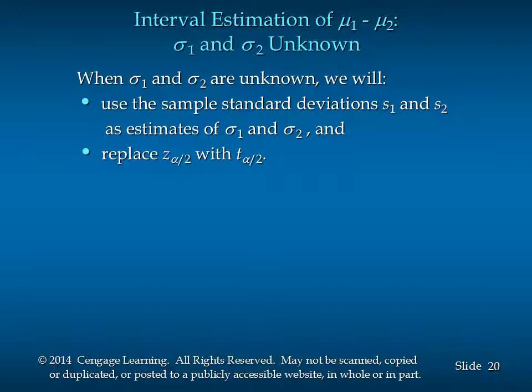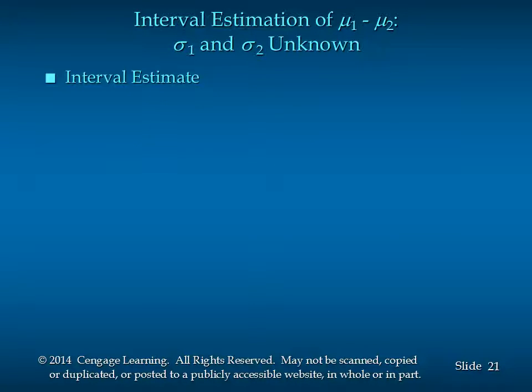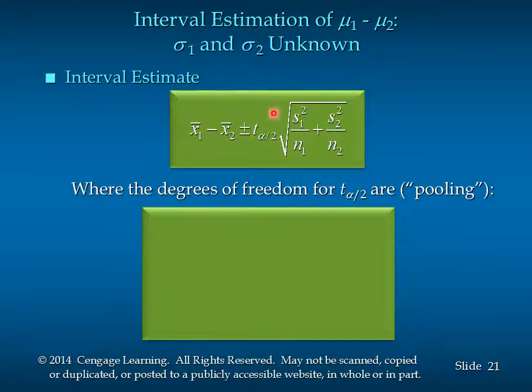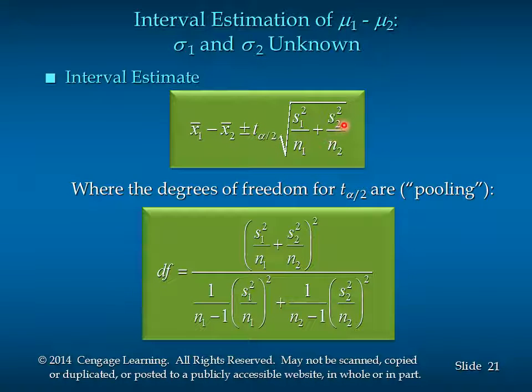As we did before, in the critical value, if you're doing a two-tail, you're going to replace z sub alpha over 2 with t sub alpha over 2, and you're going to use the t table instead of the z table. And this is what your interval estimate looks like. This is what's sometimes referred to as a pooled standard deviation or a pooled error.